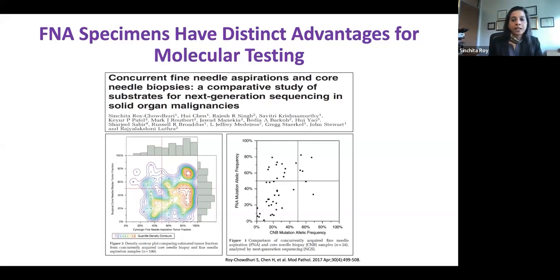And this was a study that we did at our institution comparing our FNAs with our core needle biopsies. We compared the tumor percentage in the FNA specimens, and as you can see from this figure here, FNAs tend to have a higher tumor percentage when compared to the paired core needle biopsies. This was also reflected in the downstream assays, as you can see here. When we looked at the variant allelic frequencies, the FNAs tend to have a higher allelic frequency because they have a higher tumor percentage. So it makes sense that when you do the downstream assays, the allelic frequencies would also be higher.